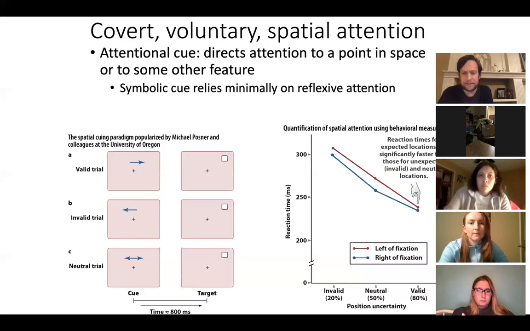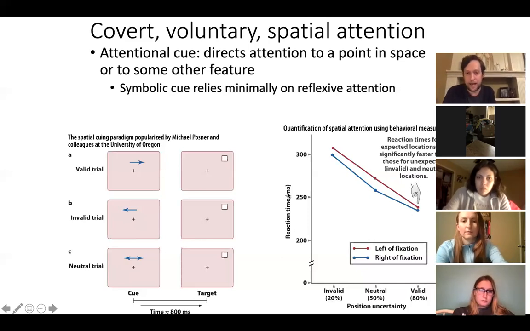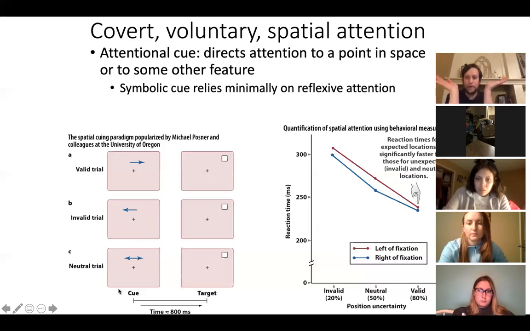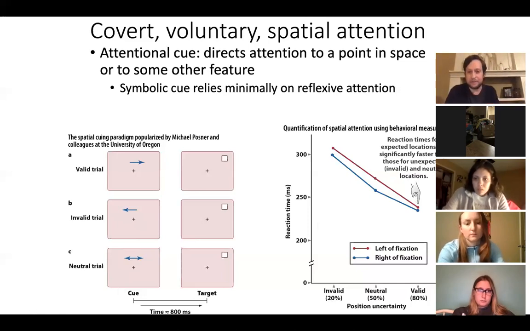And you can see that this figure has a lot going on, but you don't need to care about the difference between the red and blue lines. What you care about is this slope right here, which both the red and blue lines have. In the valid trials, people's reaction times, which is what the y-axis is, are very small. They're very quick here. In the neutral trial, which is this one down here, where the arrows are pointing both ways, people's reaction times are a little bit slower. But by far, the slowest reaction times occur in the invalid trial.